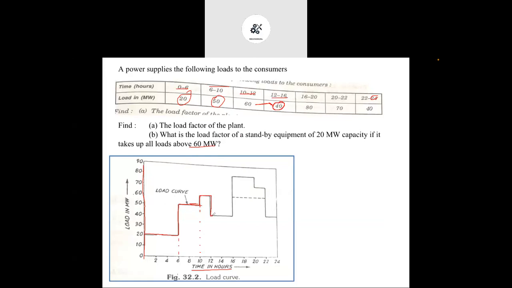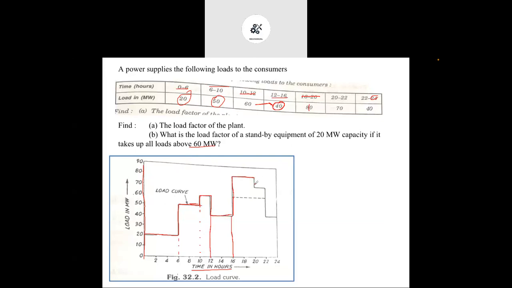Now for the next 4 hours, from 12 to 16 hours, the demand will decrease from 60 to 40. So again, the power demand reduces from 60 to 40, and it will remain there up to 16 hours. So these are the time steps you can see here.